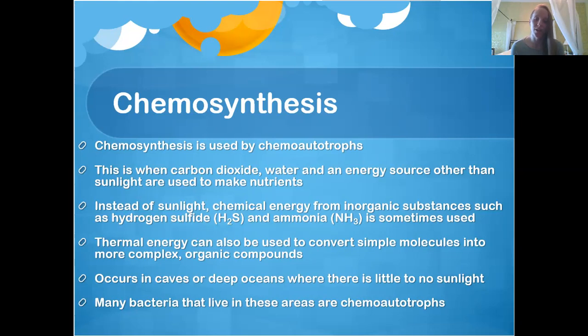Chemosynthesis tends to occur in caves or really deep in oceans where there's little to no sunlight. So you will not find chemosynthesis or chemoautotrophs in sunny places. Many bacteria, however, that live in really deep oceans and stuff like that are chemoautotrophs.